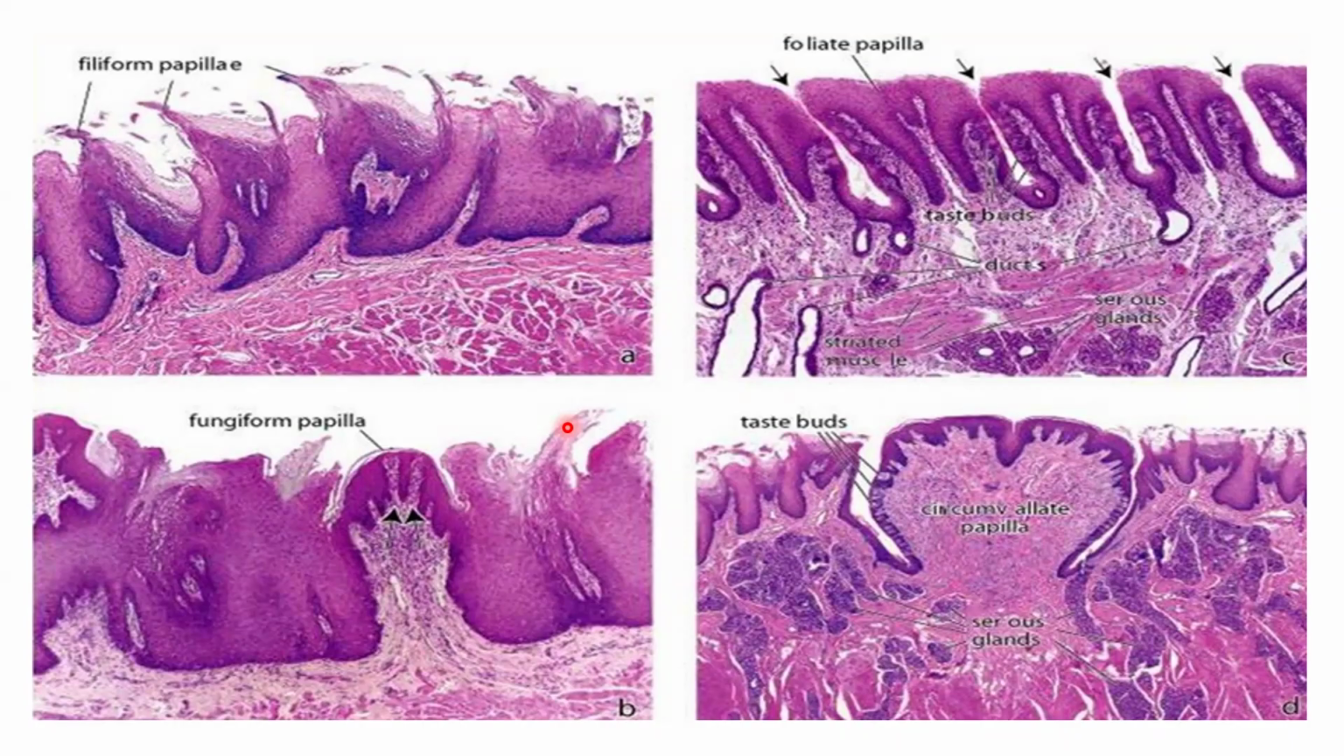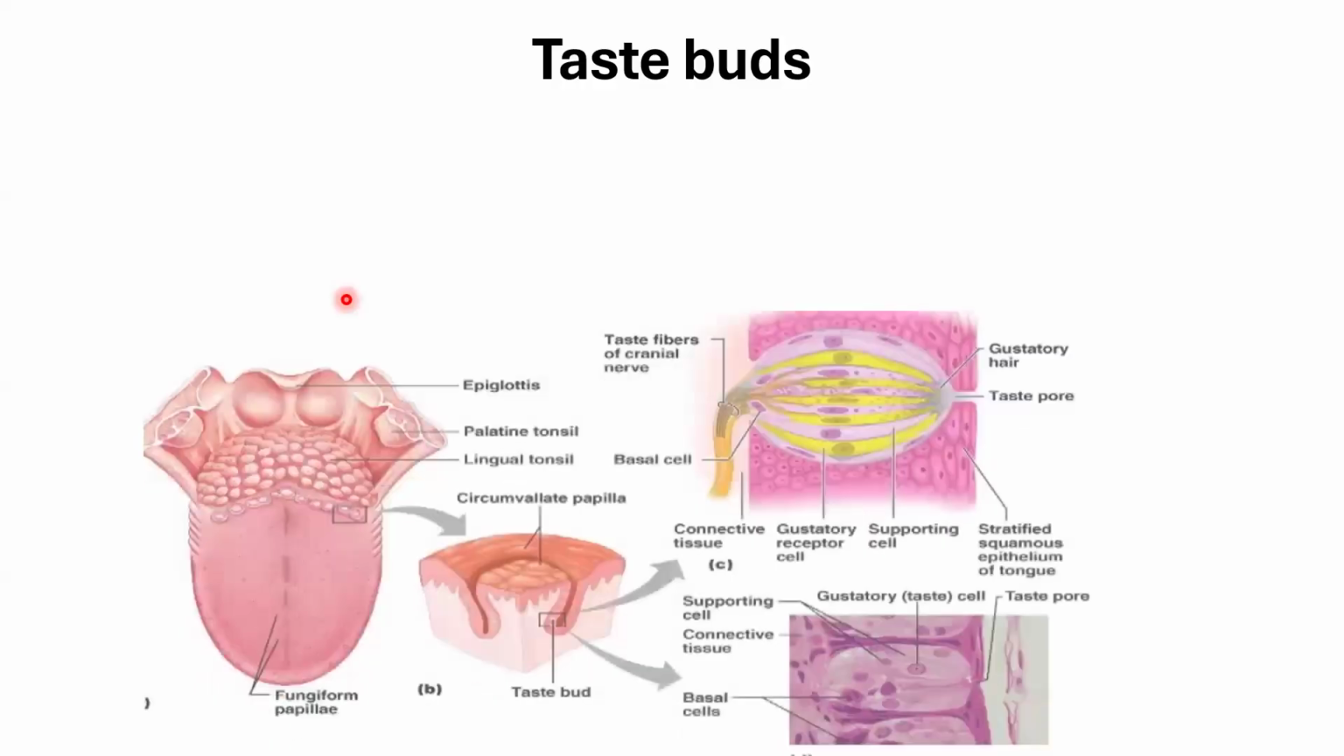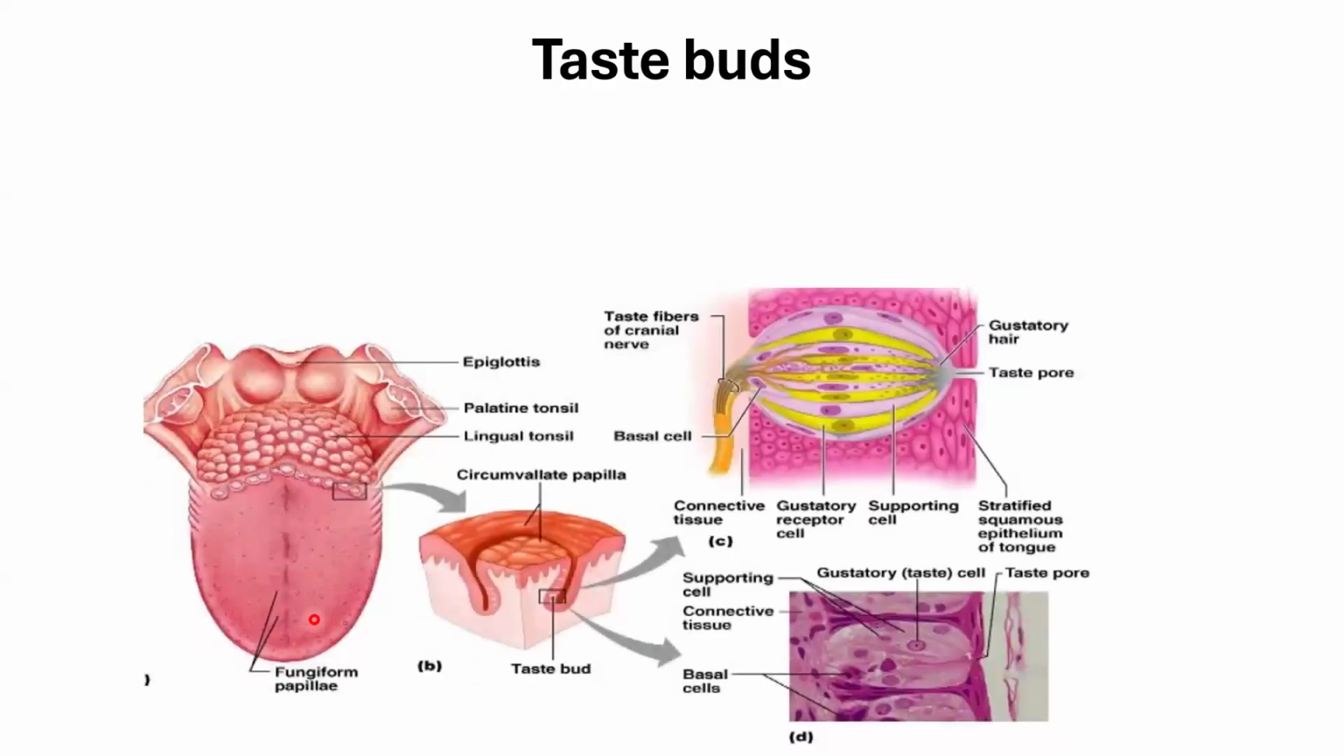So a point to appreciate: how do these lingual papillae come about? For more information regarding this, kindly visit our video on development of the tongue and how you develop these lingual papillae. And now we have the tongue, the anterior part of the tongue has various lingual papillae. We have seen these lingual papillae, they are four in number.